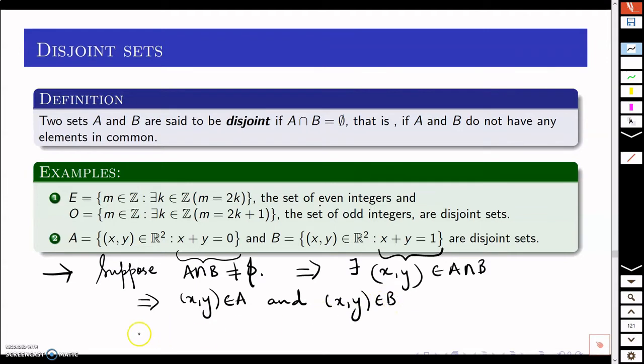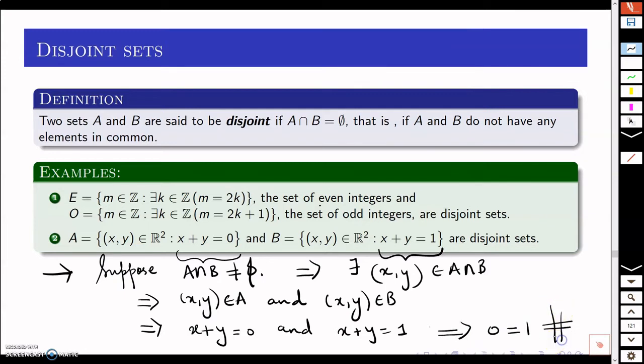Now because it is there in A, it will satisfy the condition that x plus y equal to 0, and because it is in B, it will satisfy the condition x plus y equal to 1. That means x plus y equal to 0 and it is 1 also. That means 0 is equal to 1. That's a contradiction, right? Why are we getting this? Because we assumed that A and B are not disjoint, and hence A and B are disjoint, as we had seen in the graph. So these are disjoint sets.